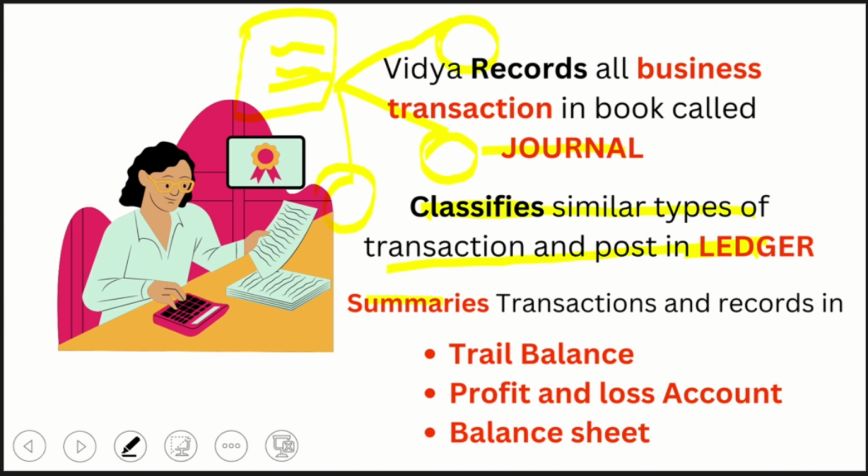Next, we have summarizes. Summarized transactions are recorded in three financial statements: trial balance, profit and loss account, and balance sheet. Summarizing is nothing but giving a report card of the business, like what is the financial performance and what is the financial stability of the organization, and this is given in three different financial statements: trial balance, profit and loss account, and balance sheet.